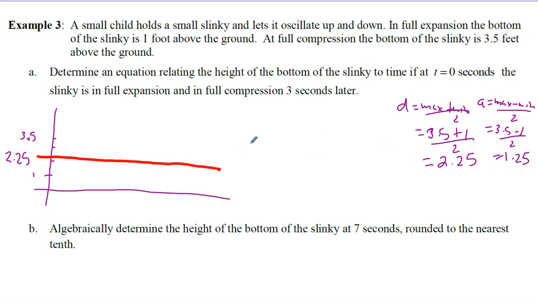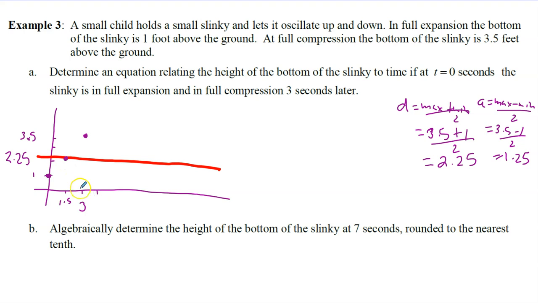And we go from full, okay. So if at t equals 0, the slinky is in full expansion. So at time 0, it's down at the bottom. And it's in full compression 3 seconds later. So that's going to be a half a period. So 3 seconds, it'll be here. That's half a period. So at 1.5 seconds, it's going to be here.